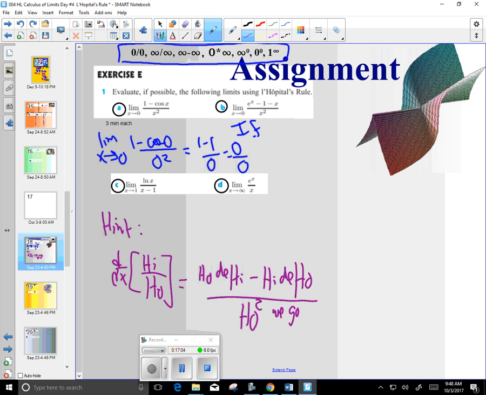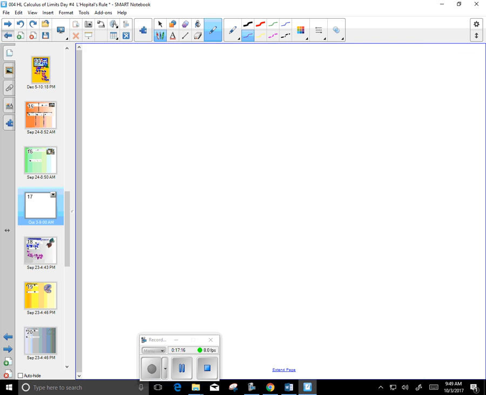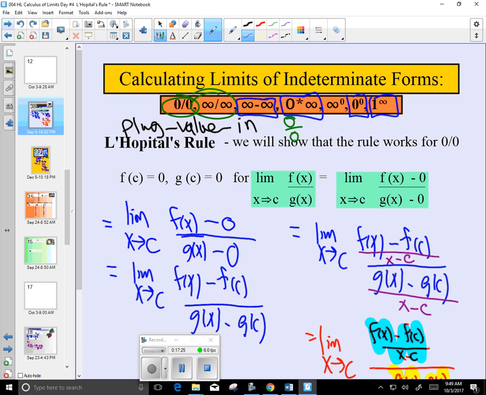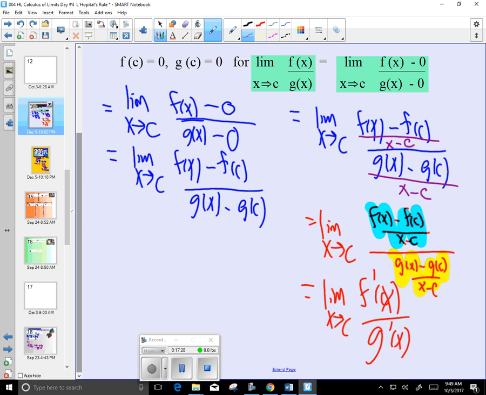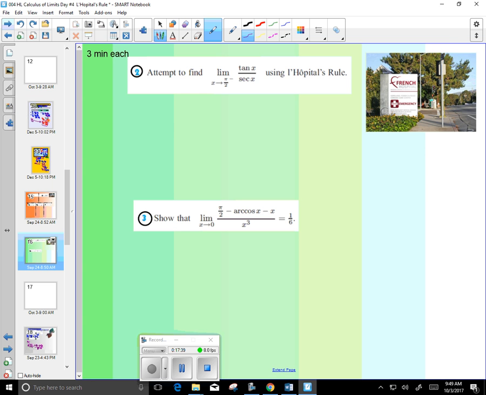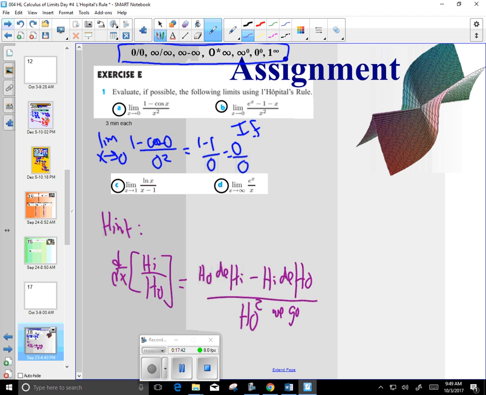I want you to recognize when things are different, and L'Hopital's is different. We are not doing high over ho for these. We're doing just what the formula said: take the derivative of the top and the derivative of the bottom. All you have to do is take the derivative of the top and the derivative of the bottom. That's different than high over ho. It only works for limits, and it only works for indeterminate forms for those limits. So just a quick reminder, you don't do high over ho for L'Hopital's. It's different.